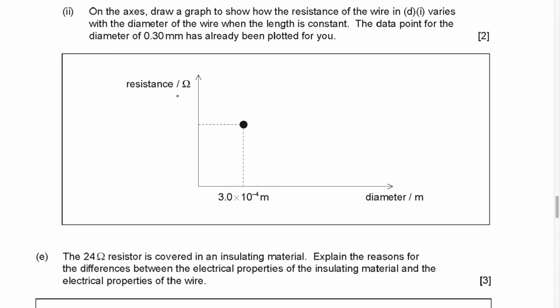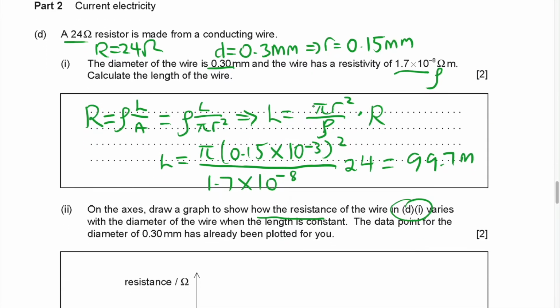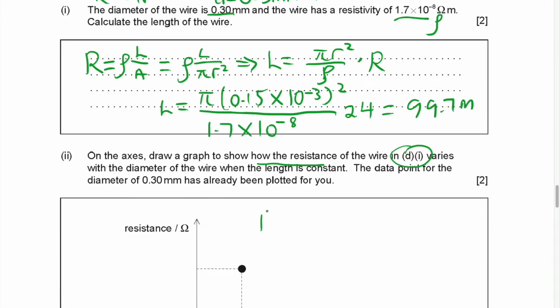On the axis, draw the graph to show how the resistance of the wire in D1 varies with the diameter of the wire when the length is constant. The data point for the diameter of 0.3 millimeter has already been plotted for you. So it's asking about this resistor here. So again, we know that resistance is equal to resistivity multiplied by length divided by area, and this gives us this equation.